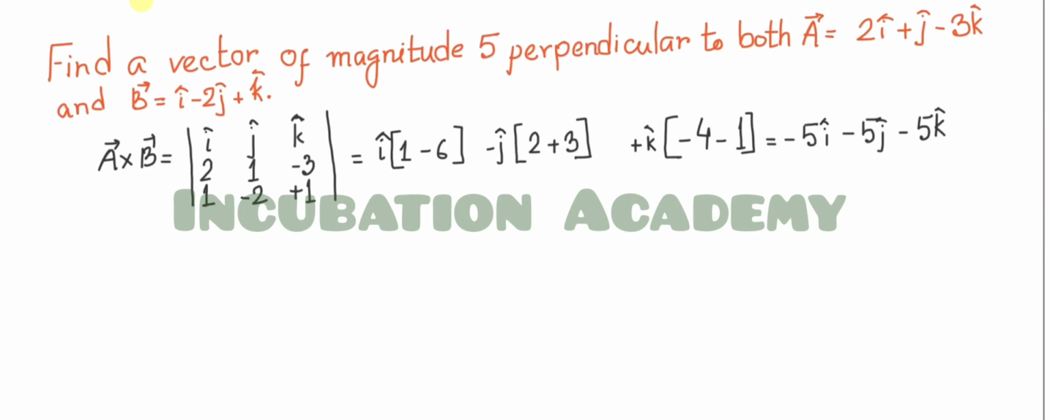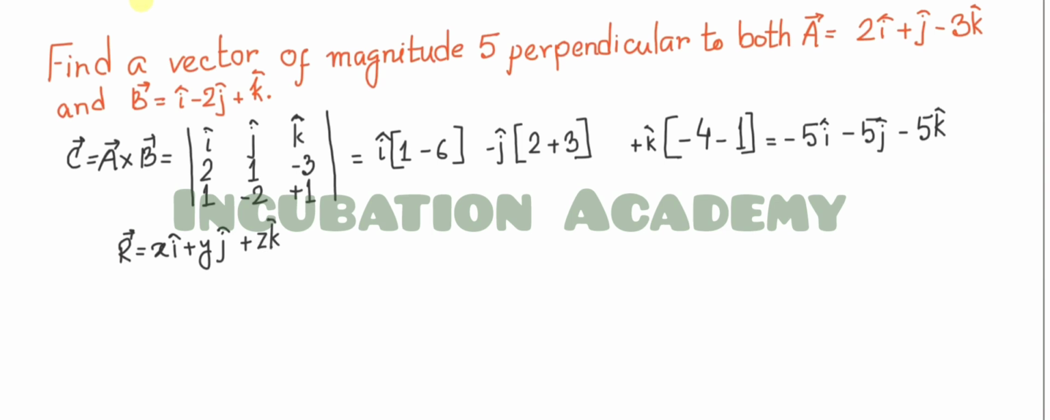Now what we have to do here is find a vector whose magnitude is only 5. Let us represent this vector as the c vector. This c vector is minus 5 i cap, minus 5 j cap, minus 5 k cap. Let us say the name of the vector we have to find is the r vector. The r vector is x i cap plus y j cap plus z k cap.